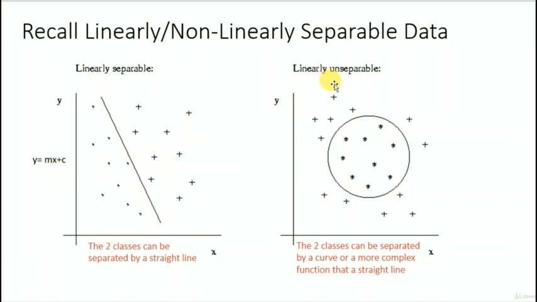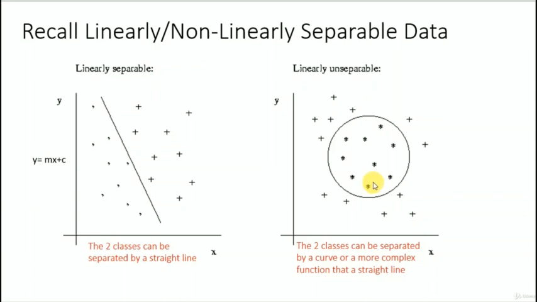But in the case of non-linearly separable, these two classes can't be separated by a straight line. As you can see, we can only separate these two classes by a complex function, such as a curve or a circle, in this case right here. If you observe this diagram, there's no way of separating these two classes by a straight line. If you draw a straight line anywhere in this diagram, it's impossible to separate these two classes from each other.